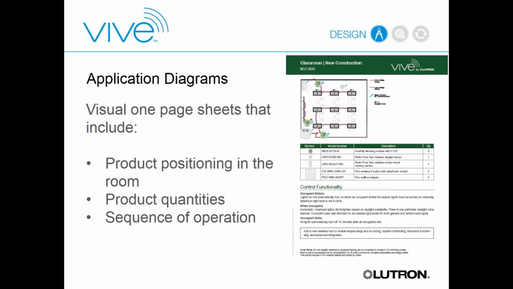So for each space type, we broke it into two different types of deliverables. The first is an application diagram, which is a visual one-page sheet. You can see an example of one on the right that gives you both the layout of the space, of where the components go, as well as the model numbers, the descriptions, and the quantities, and most critically, the control functionality. That sequence of operations describes how the system's supposed to work, and those are the things required to meet code. So you can take this package, and here is your code-compliant IACC 2015 classroom.